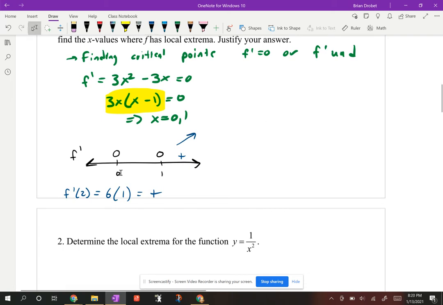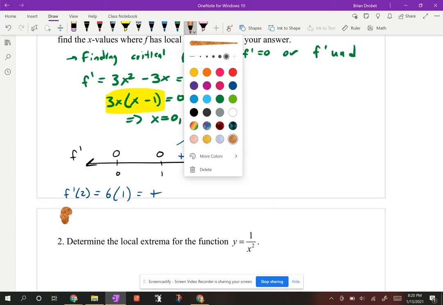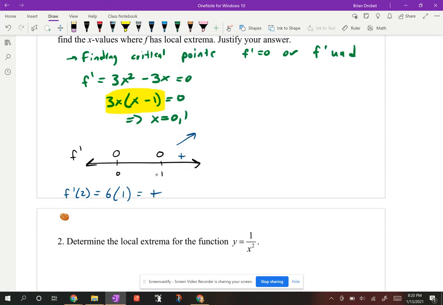Let's choose a number in between 0 and 1. How about 1/2? Let's see. What is f prime of 1/2? Well, once again, using that highlighted derivative, that's going to be 3/2 times negative 1/2. Once again, I don't actually care what it is. I just care is it positive or negative. In this case, negative. A negative derivative tells me my function is decreasing.